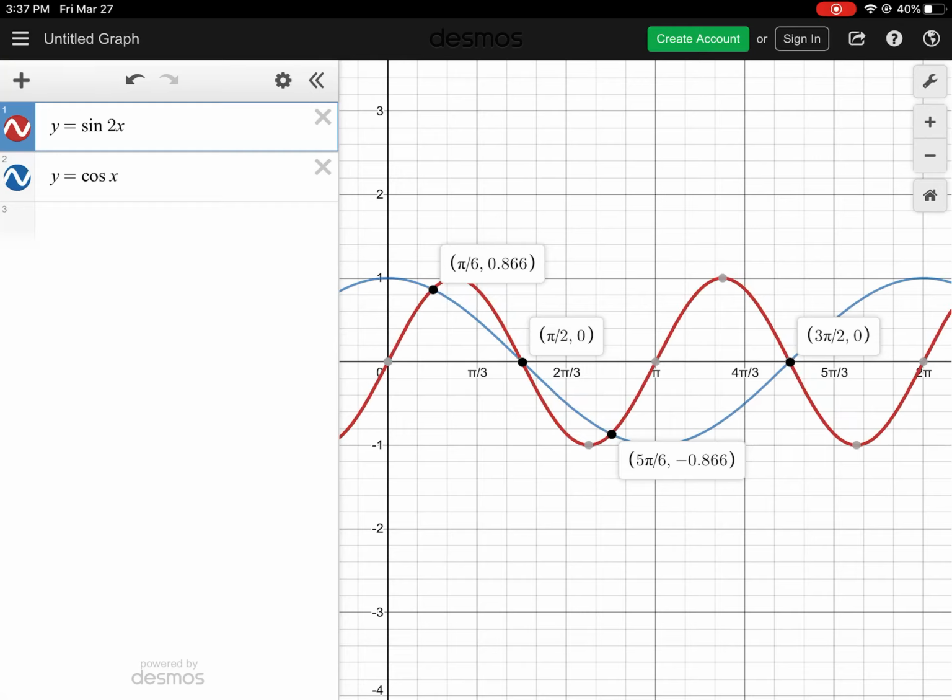And notice the x-coordinates of them. Those are the solutions we got in the same order. Pi 6, pi halves, 5 pi 6, and then 3 pi halves. 4 locations between 0 and 2 pi where these two curves intersect.